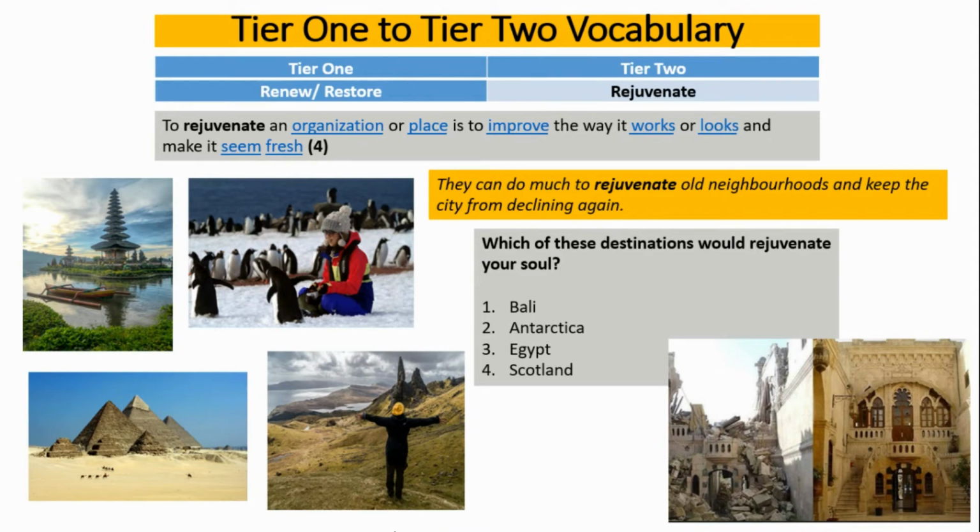Now, in the bottom right-hand corner, as you can see there, you've got the most beautiful buildings, and on the left-hand side, you've got those buildings completely destroyed. So maybe we could rejuvenate that neighbourhood where it's been destroyed and keep the city from declining again, and maybe we could restore it and rebuild it.